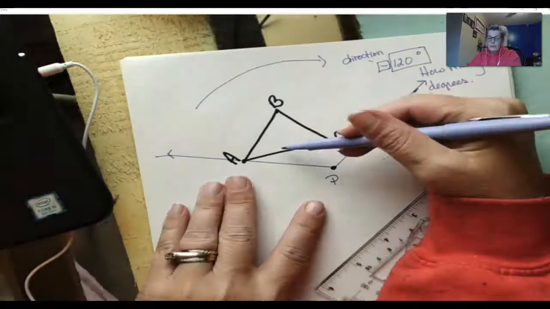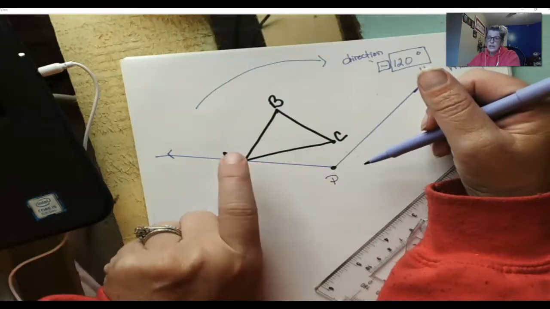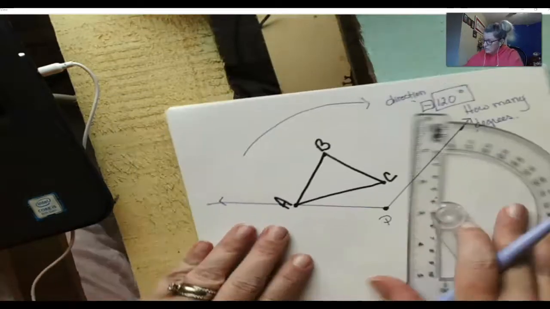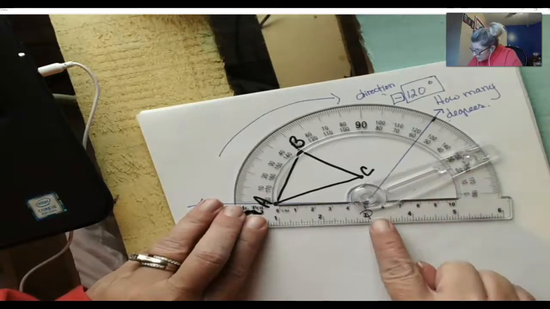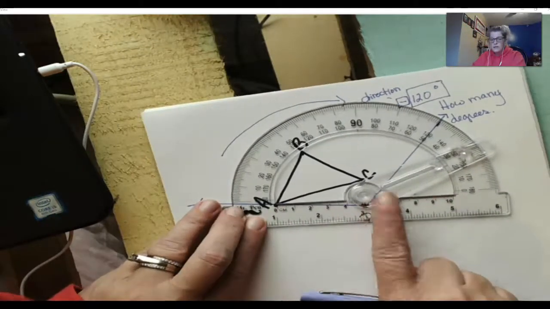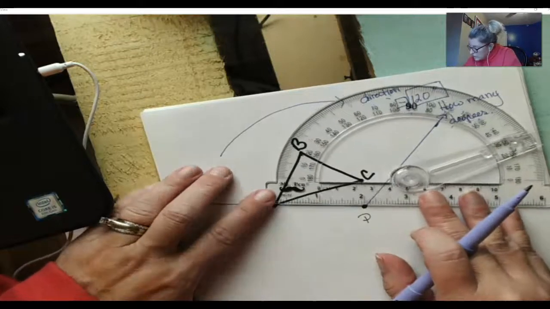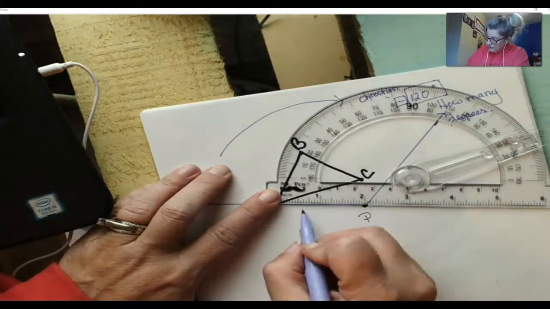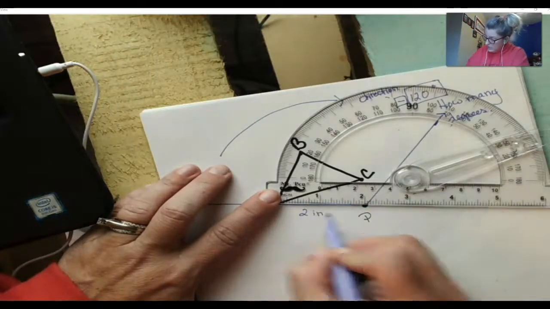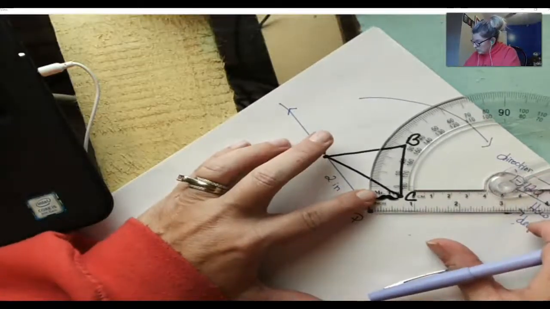But I want A prime to be the same distance from P as A is. So I'm going to measure that. Now, for me, it's hard, so I'm going to hop up to inches on this one. And I have 2 inches here. So that means over here, I also need to have 2 inches.